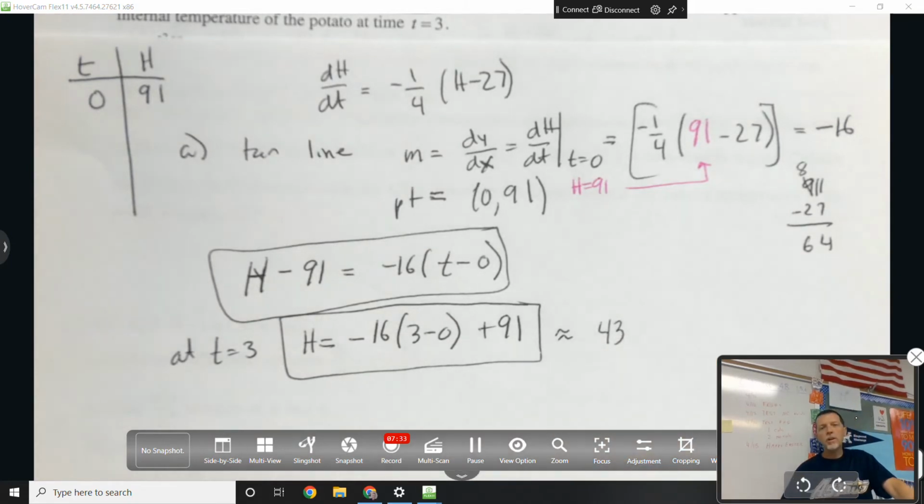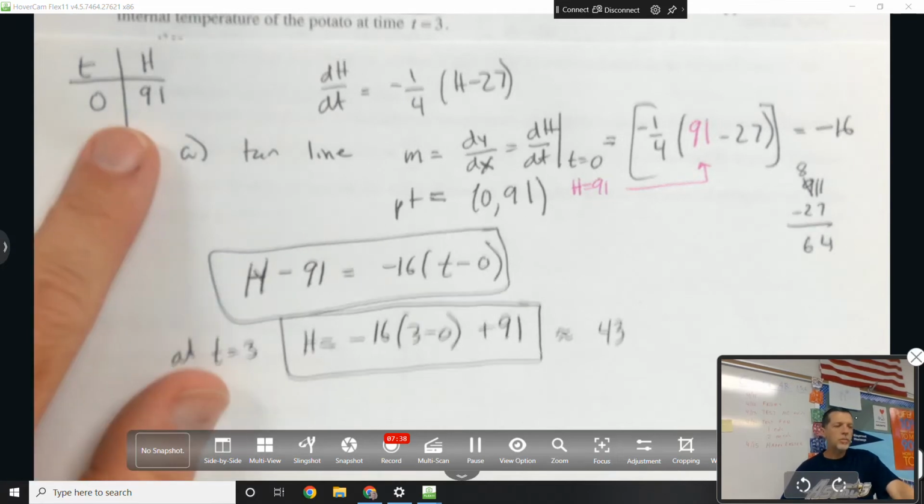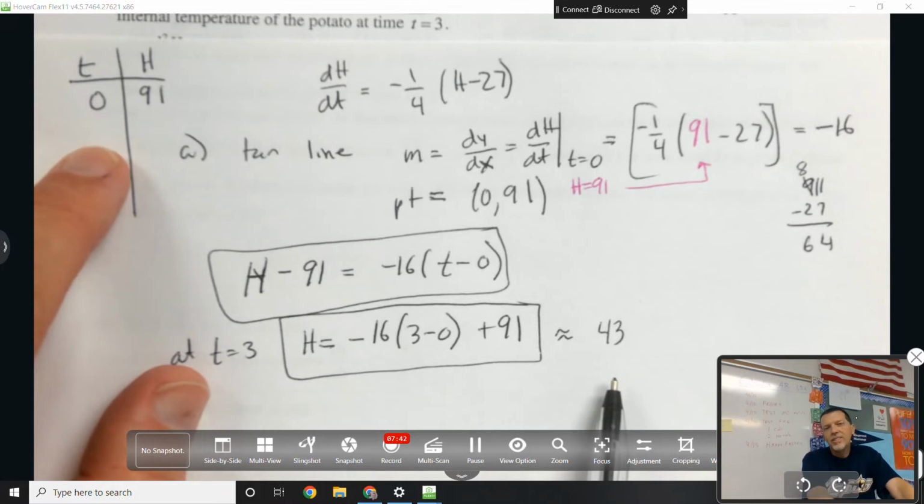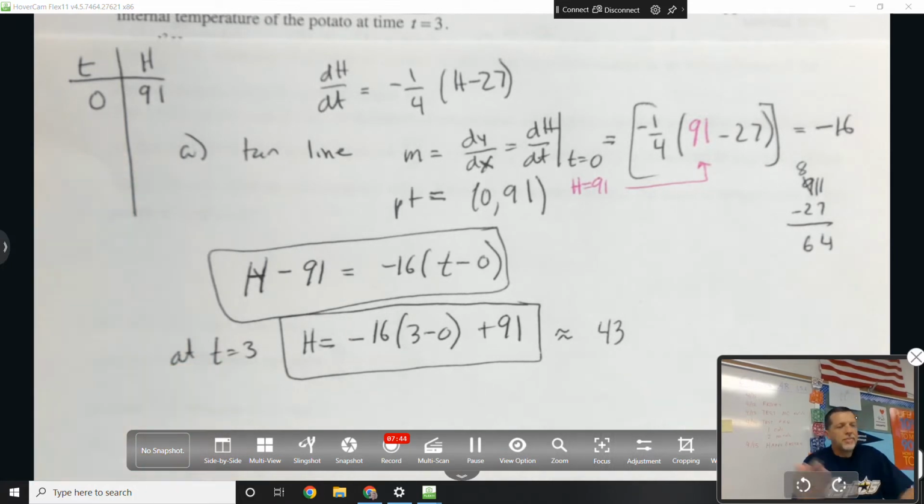If I wanted to check and see that my answer made sense, right? Because the potato's cooling, so it should definitely be less than 91. How much less than 91 3 minutes later? I don't know.